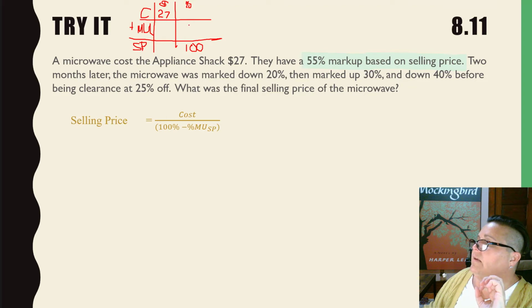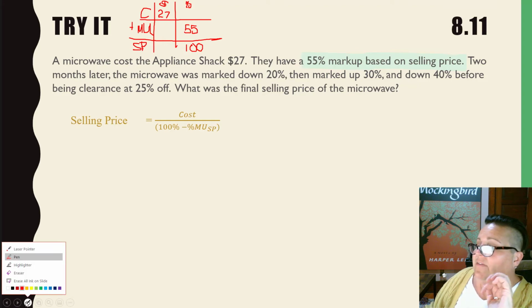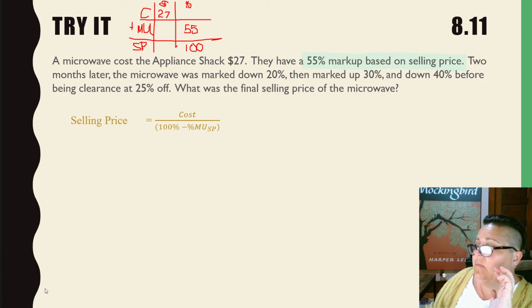55% markup base, so this is 55. So that's the information I've gotten from the problem. I know that because this is a markup, the cost plus the markup is the selling price. So 100 minus the 55 is 45. And I'm trying to find this, the selling price.